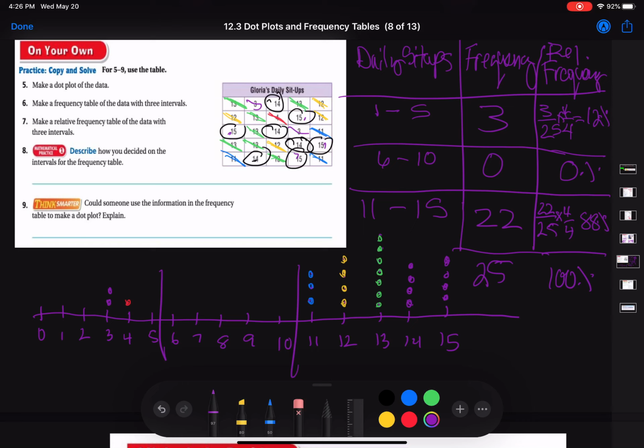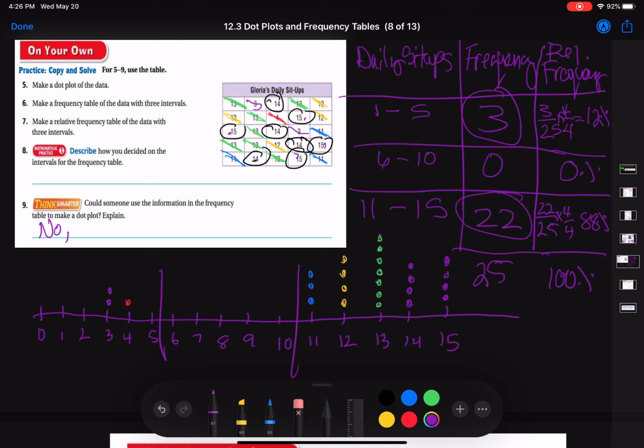Could someone use the information in the frequency table to make a dot plot? No, they can't, because you wouldn't know where that 3 goes. You wouldn't know, okay, so there were 3 that were between 1 and 5. So what does that mean? That there was 1 on 1, 1 on 4, maybe they were all on 3? You don't know that. You don't know the exact number it's going to be on.